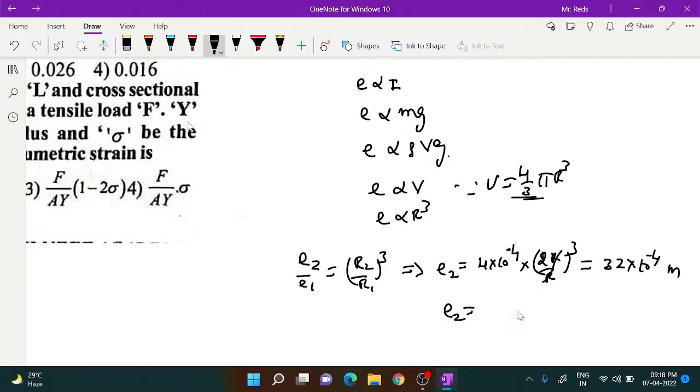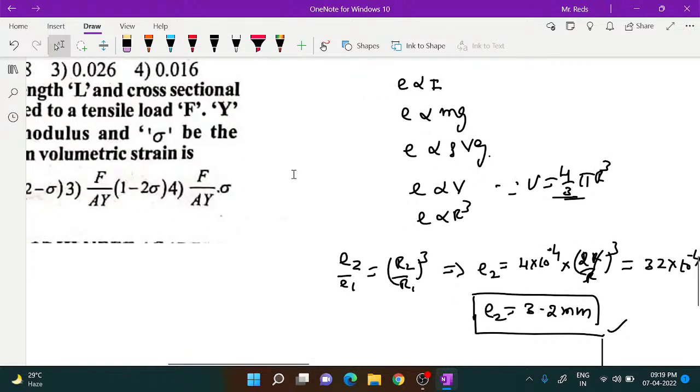But the options are given in millimeters. So we can write it as 10 to the power minus 1 into 10 to the power minus 3 meters, that is millimeters. Or you can write it as 3.2 millimeters. This is the new elongation. Got it? This is how we are looking at it. Next.